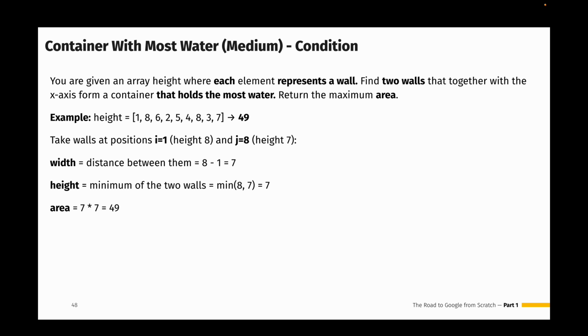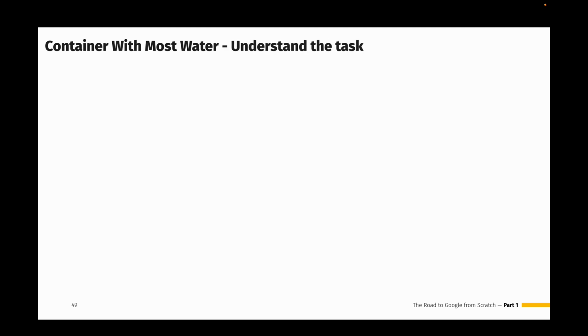Why so? Because we take the walls at position i, which is equal to 1, with height 8, and j, which is equal to 8, with height 7. So the width will be the distance between them, 8 minus 1, which is equal to 7, and the height is the minimum of the two walls, 8 and 7, which is 7. So 7 multiplied by 7 is 49. So that's the condition.